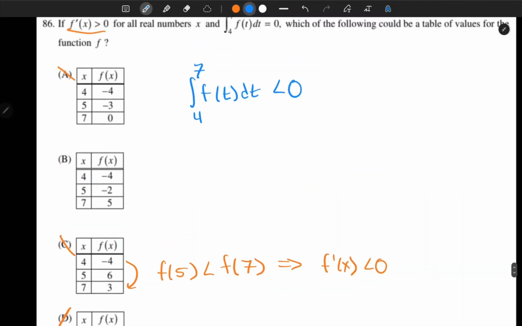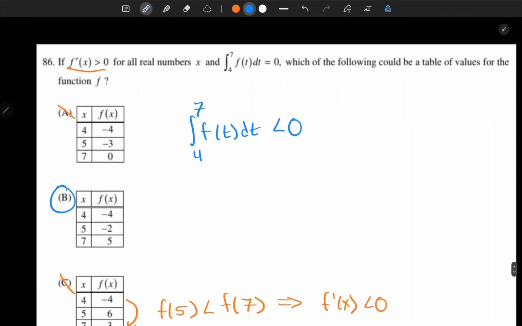And the only valid answer here is B. And that's because we have some values below the x-axis and some values above the x-axis. So it's likely that this integral is 0. And we see that for all of these values, the derivative is greater than 0. So all of these values are constantly increasing. So the answer here, again, is B.